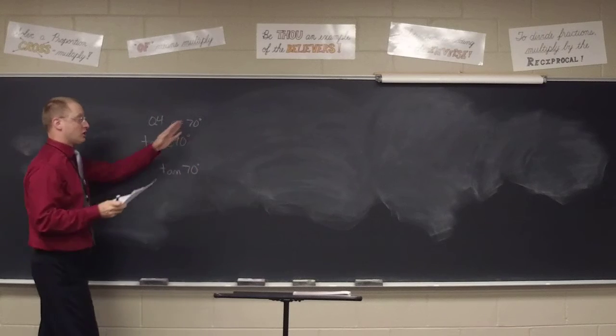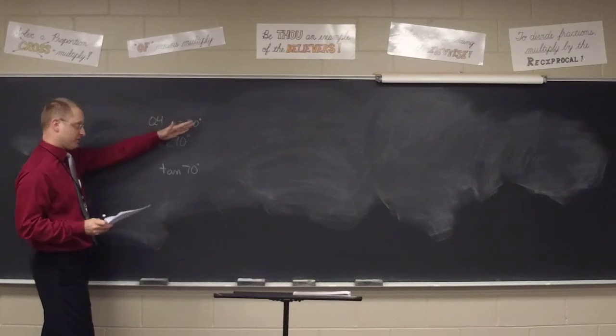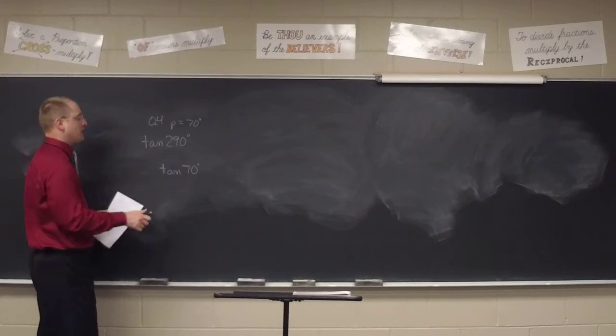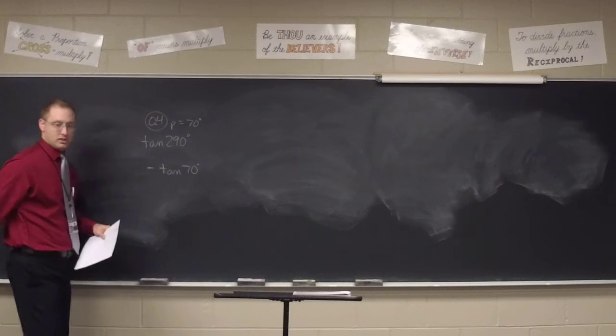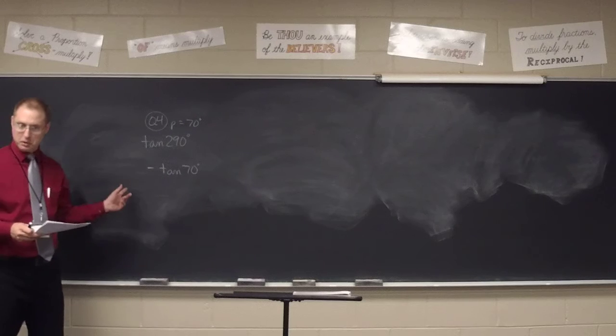Now again, if this were a special angle, normally we'd find its value, but we don't know it, so we'll leave tangent of 70. And quadrant 4, ASTC, negative tangent 70. Are we good to go on this one?